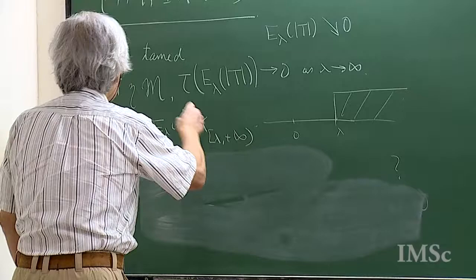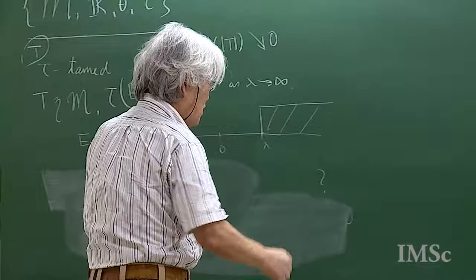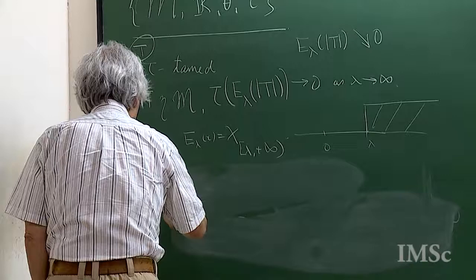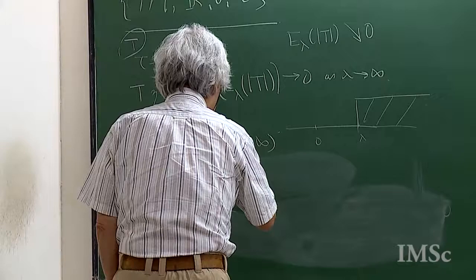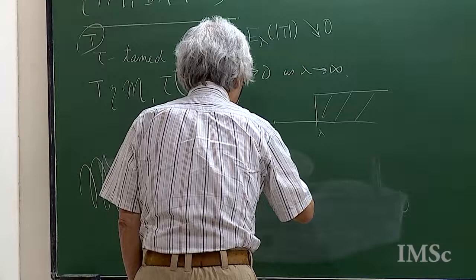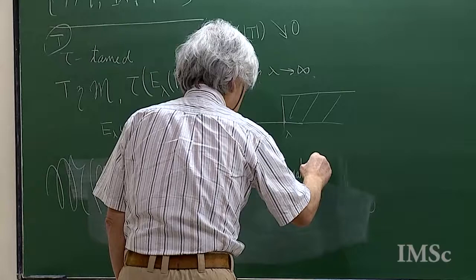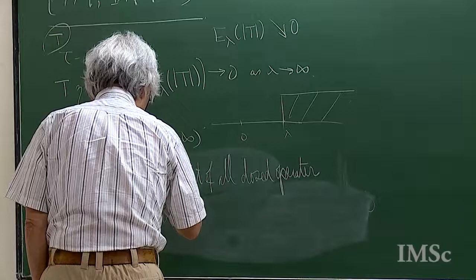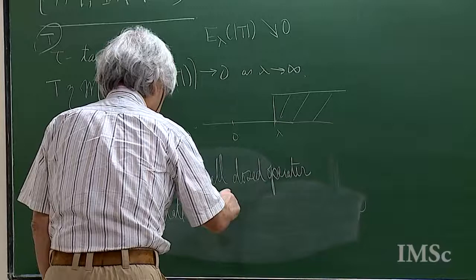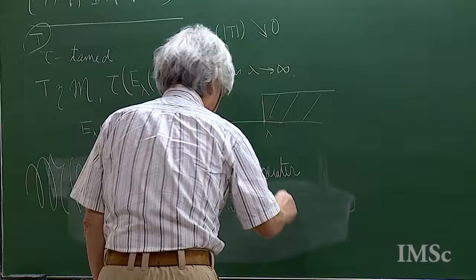And the miraculous thing is the following. The set of all tau-tamed operators is the set of all closed operators affiliated to M which are tau-tamed.